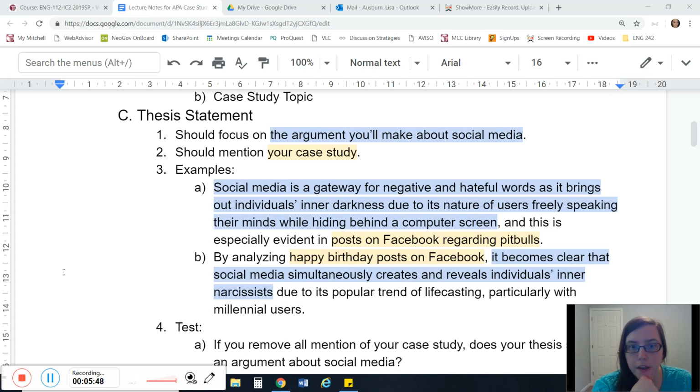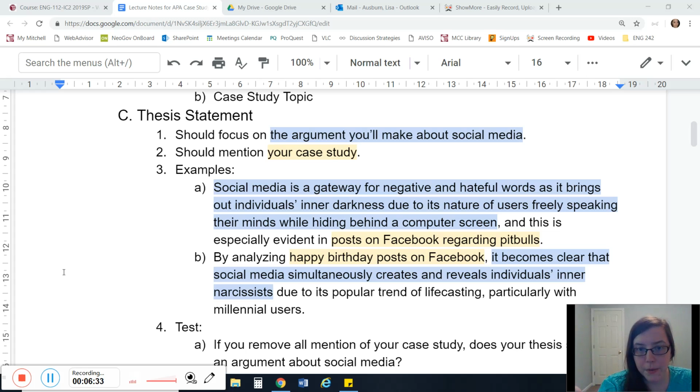Again, the focal point of your thesis should be the argument that you're going to make about social media. I think this is one of the hardest things my students have to do: making sure their thesis is not about their case study, but is the argument they're making about social media, and this can be seen in insert case study here. Or the case study helps prove the idea that, and then whatever the argument about social media is going to be. So a very effective thesis will focus on the argument you're going to make about social media, and it will also mention your case study.